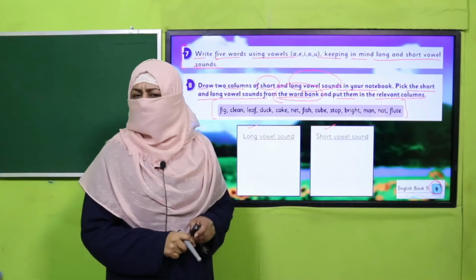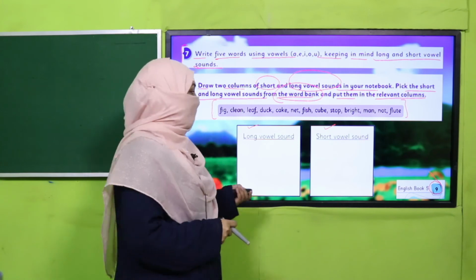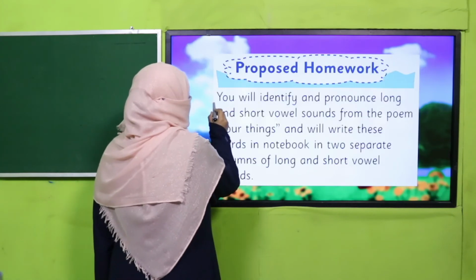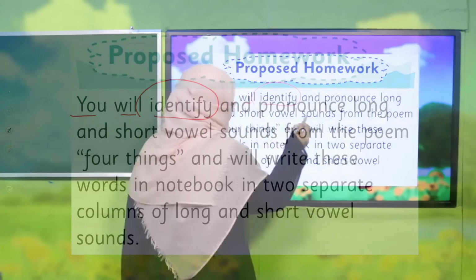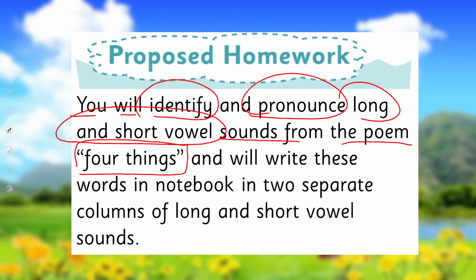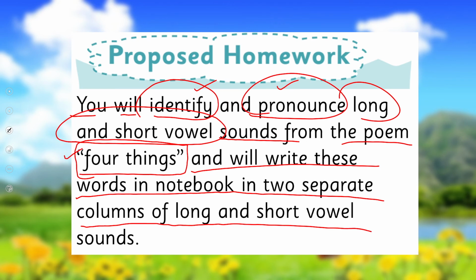Yes, my dear students, are you done with it? Good job. Now you are familiar with long and short vowel sounds. It's time for your homework. You will identify and pronounce long and short vowel sounds from the poem Four Things. We have read this poem. First identify, pronounce, and then you will write these words in your notebook in 2 separate columns of long and short vowel sounds. It's your homework. I'm giving you a worksheet.